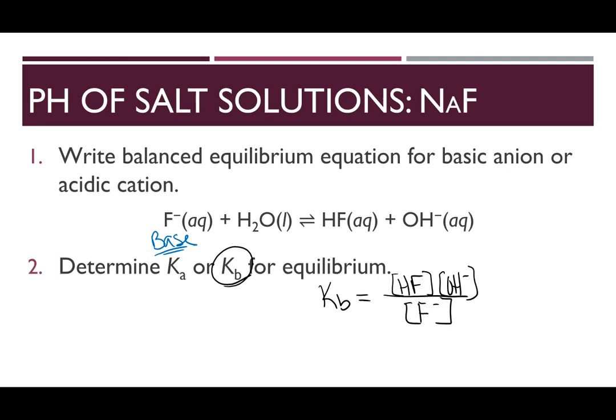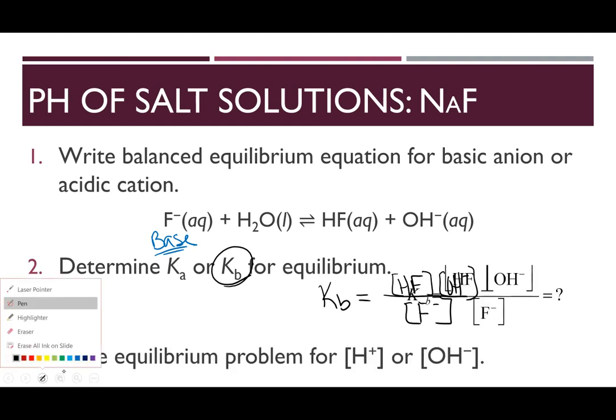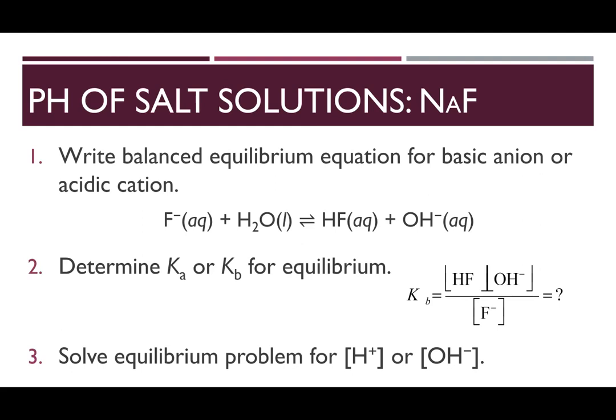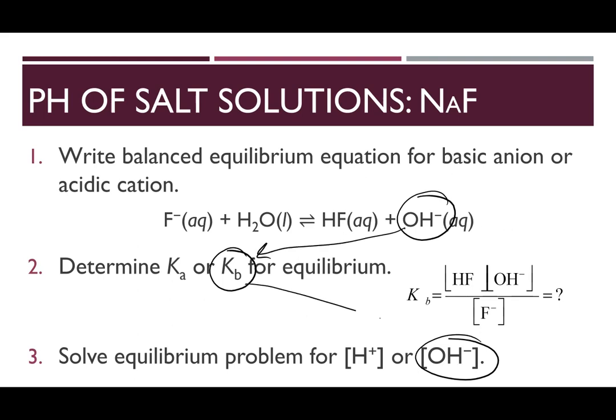And at this point, we would solve an equilibrium problem. We'd solve the equilibrium problem, and we'd solve for either OH or H, depending on our vantage point. In this case, we're doing Kb, so we're going to solve for OH, and then we would take OH to pOH to pH. Okay, so that's how we would solve this problem.